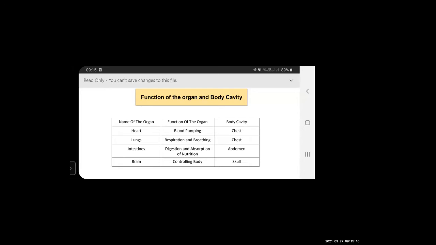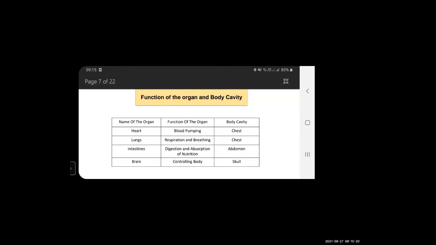Then we have the brain, the most important part of our body, which controls the body. The body cavity for it is called the skull. The head part of the body, when it comes to the skeletal system, is called the skull. Understood, all of you?